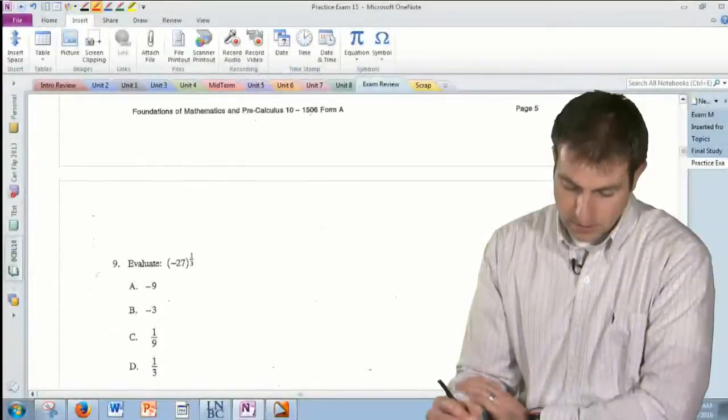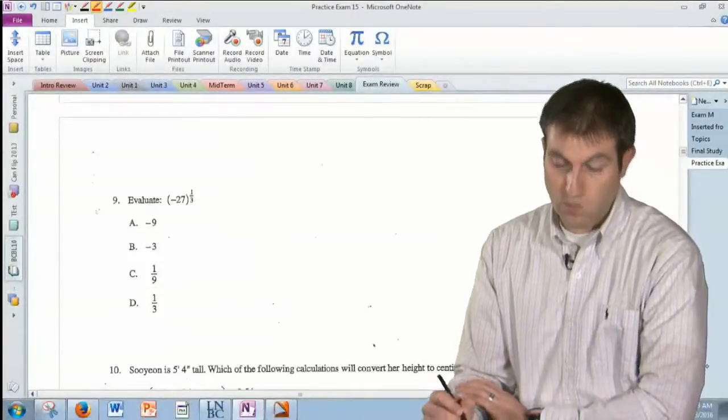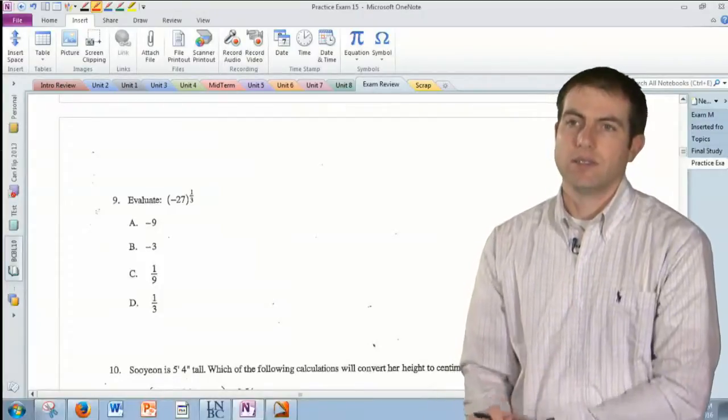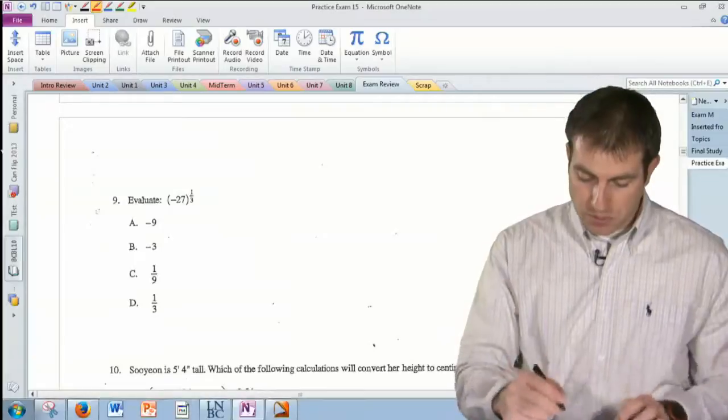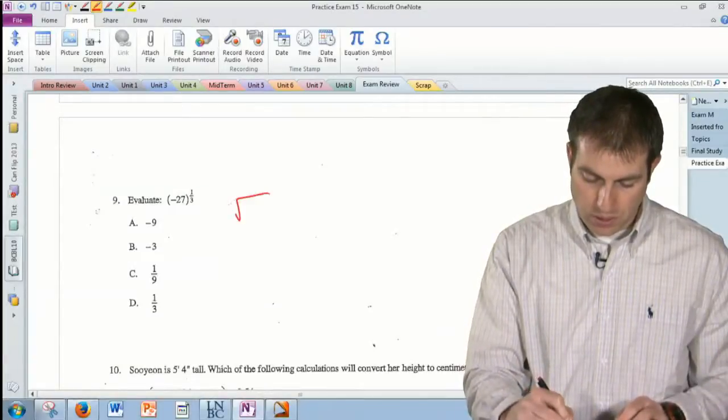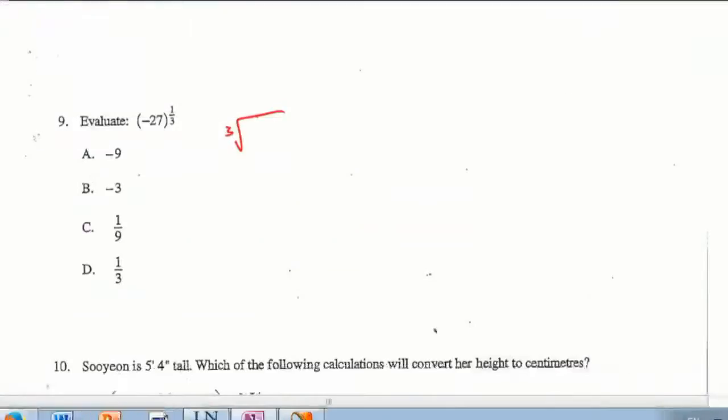Number 9, exponent laws without a calculator. No big deal. I remember flowers of power roots the root, so I'm going to change this to the third root of negative 27, and then the third root of 27 is 3, or negative 3.